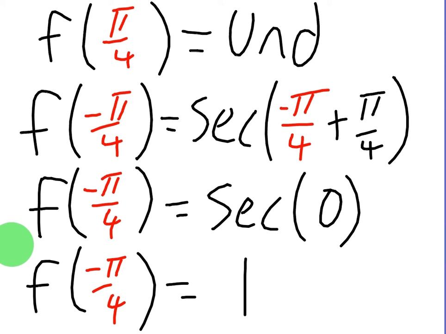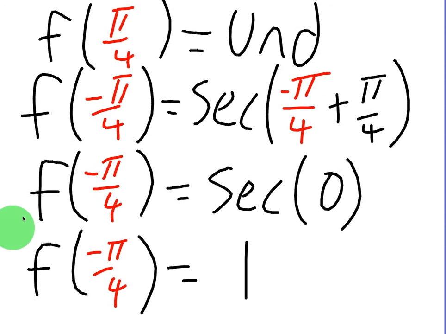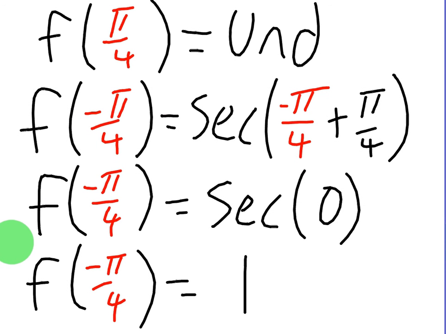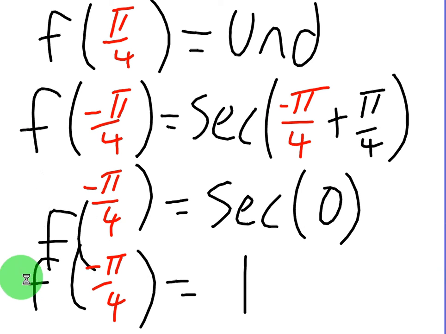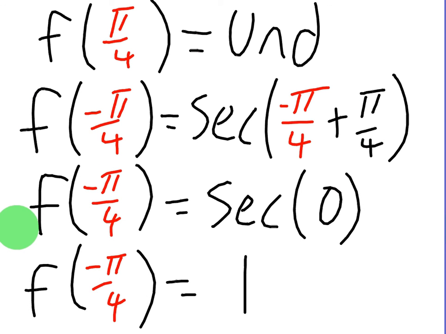Well, what's the problem? Okay, we've shown that f of negative pi over 4 is 1, but f of pi over 4 is undefined. So f of x, in this case pi over 4, does not equal f of negative x. F of pi over 4 is undefined. F of negative pi over 4, f of negative x, is 1. So therefore f of x, which is undefined, does not equal f of negative x, which is 1.